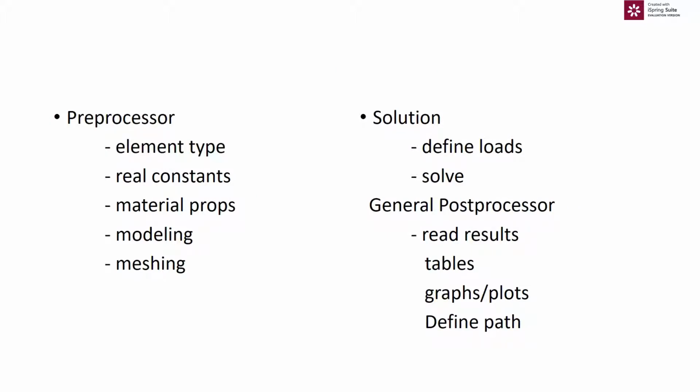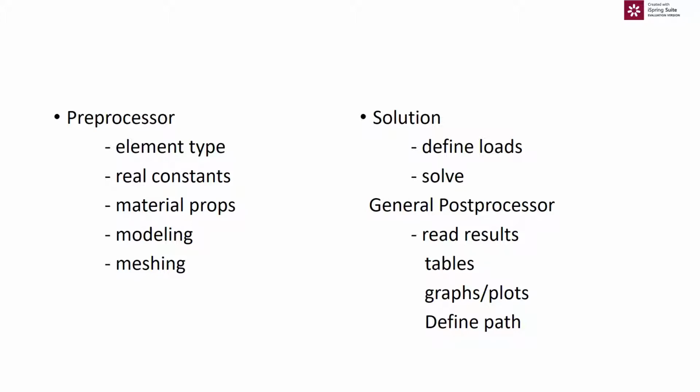Preprocessor. So in the preprocessor, we define the element type. We actually model the problem mathematically using ANSYS. So in that, we define the element type, the constants, the material properties, the actual modeling of the body that we are going to analyze, and what types of element we are using to mesh that. So these things are done in the preprocessor.